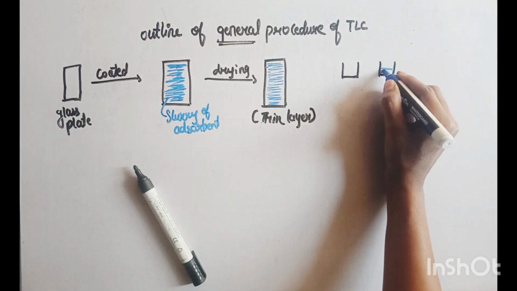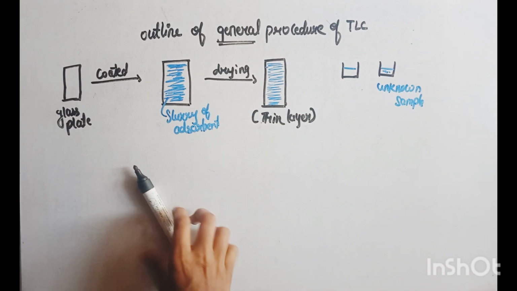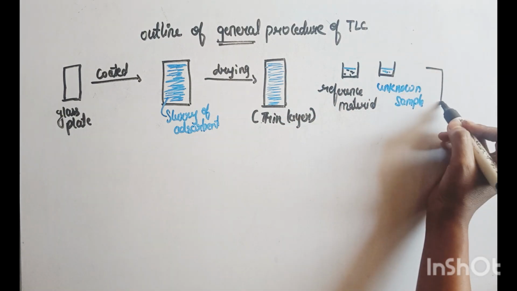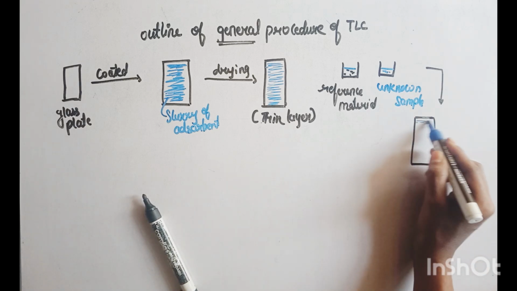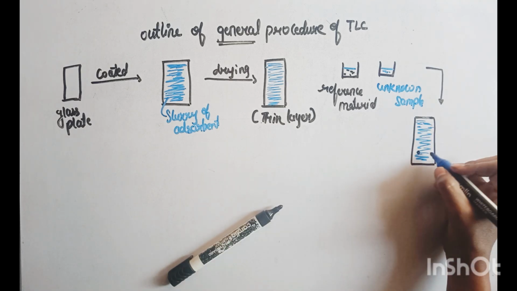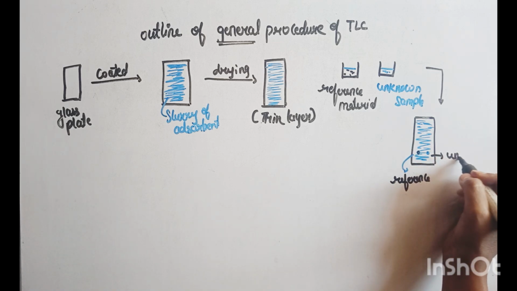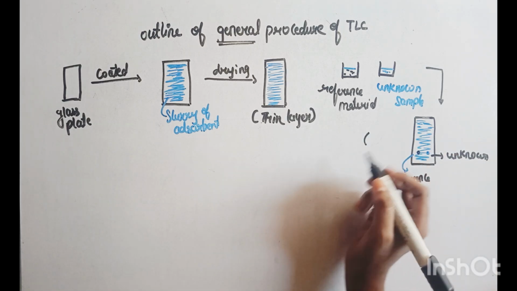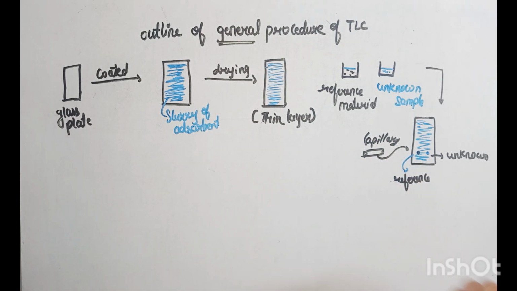Next, we take the unknown sample and the reference sample, and then these samples are spotted. Means that we take a thin layer glass plate, and then we apply a spot at 1 to 2 centimeters from the edge of the glass plate. First is the reference sample and another is the unknown sample, with the help of this capillary. So the spot is applied with the help of this capillary.